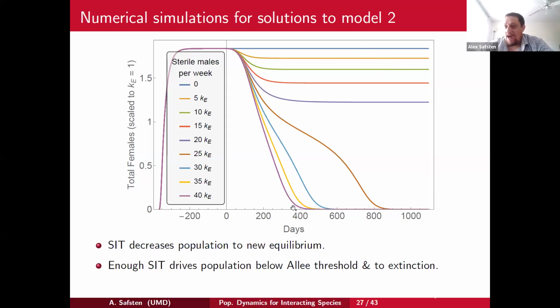Moreover, I drive them beneath the Allee threshold. So if I stop doing SIT after they have gone beneath the Allee threshold, they will stay extinct. They will never come back. This gives us an idea for how we can make this process more efficient, in that I can find the best release rate that minimizes the number of sterile males that I have to release.